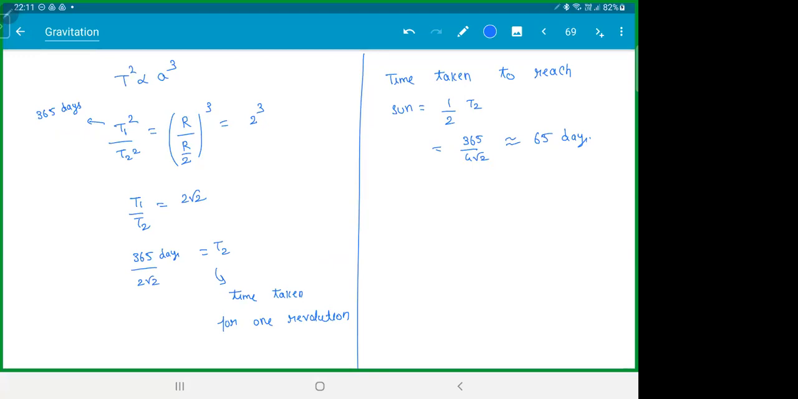So we get the time taken for the Earth to go from Earth to sun and back is T2, but we know only one part of the journey, so it is T2 by 2. Check it out. So this is how you can use Kepler's third law to figure it out.